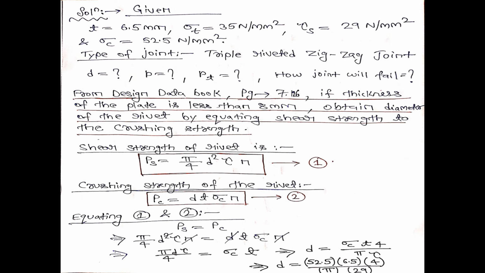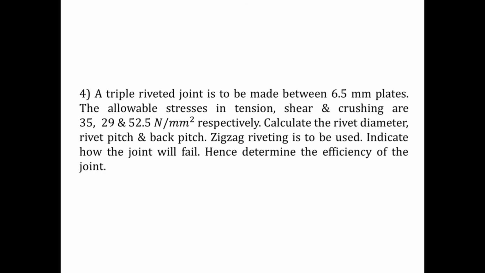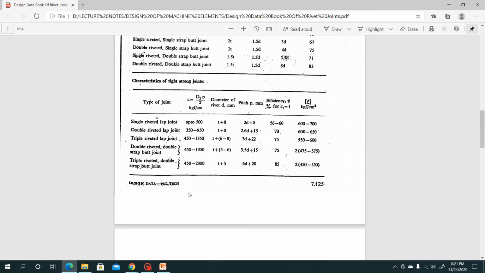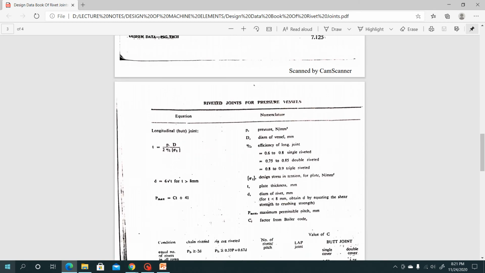In such kind of problem, when you have been provided with only one single data and you have to find out the remaining data, you first check the thickness of the plate. In the given problem, the thickness of the plate is 6.5 mm. Okay, you go back to your design data book, and check page number 7.126. This is my page number 7.126.